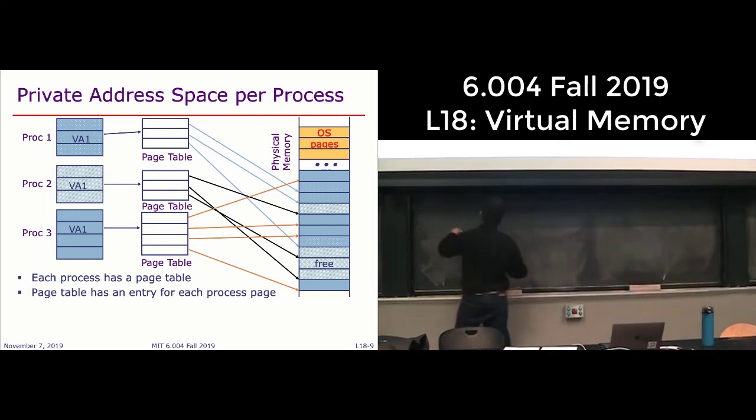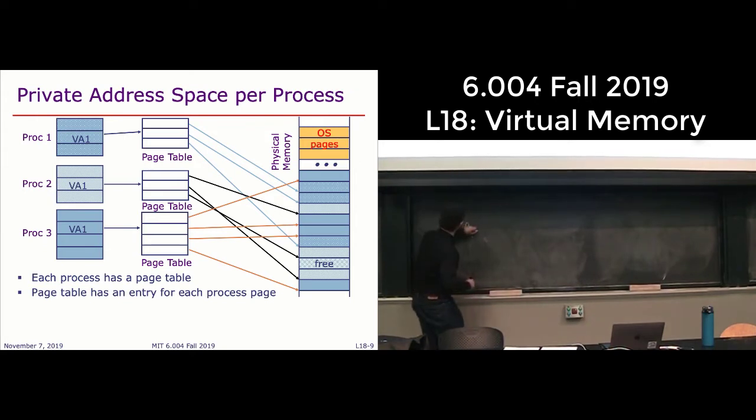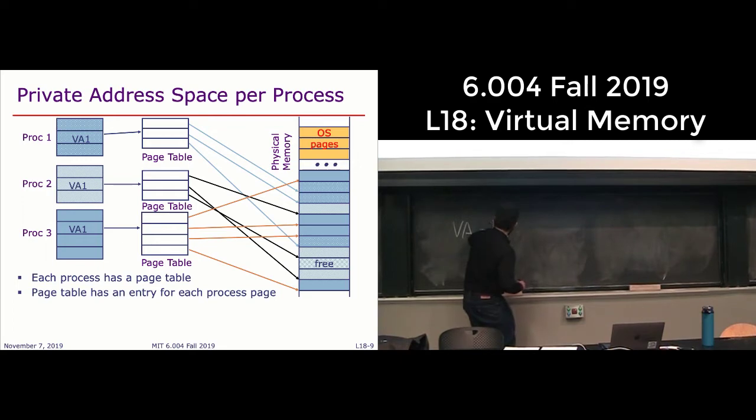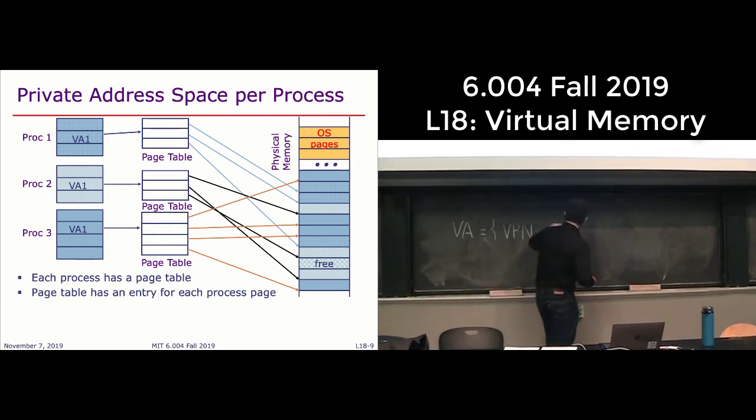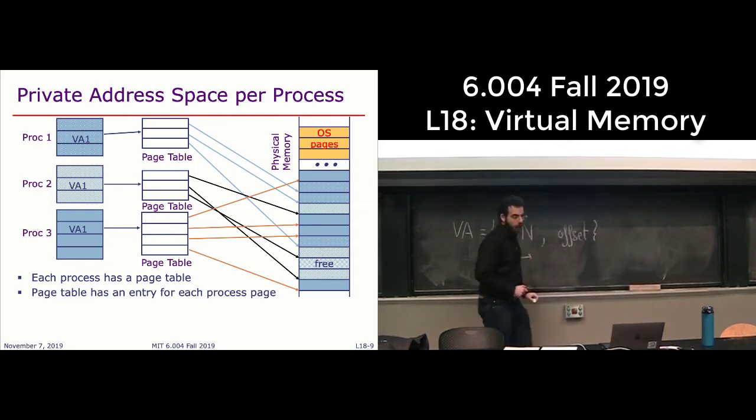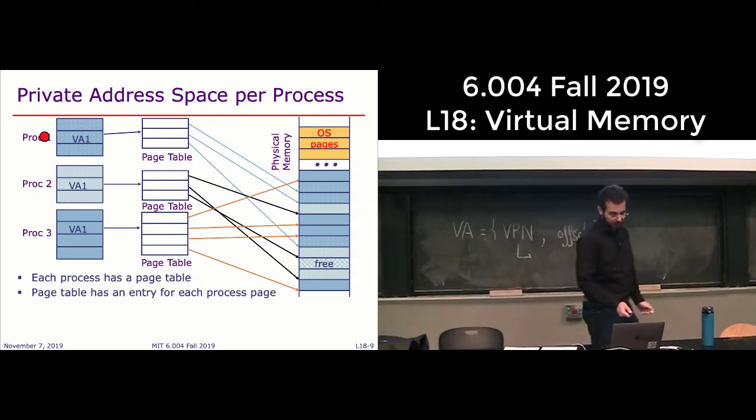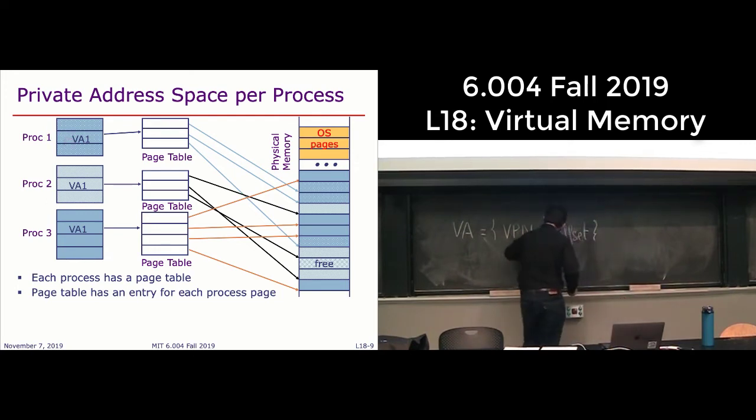So you have a virtual address, and we're going to interpret this as two things: the virtual page number and the offset. This virtual page number for VA1, if you just count, this is page 0, this is page 1, right? So this VPN, in our particular case, is 1.